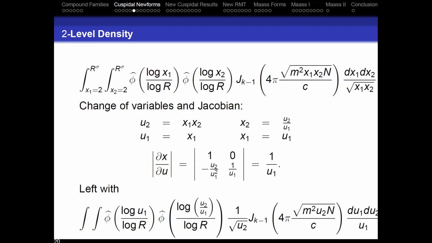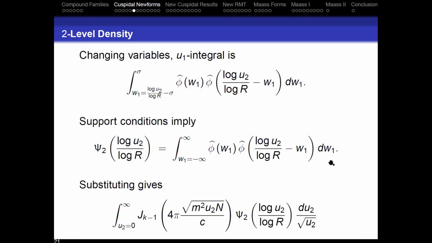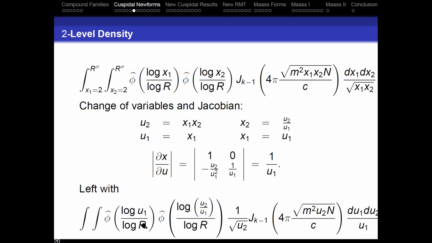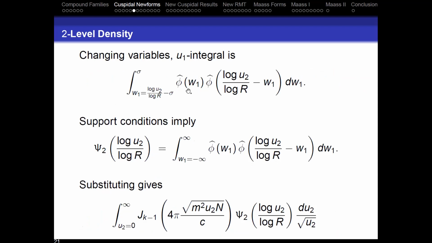Yes. So whenever you see a product or a quotient, you should always be thinking logarithms. The log of a product is the sum of the logs. The log of a quotient is the difference of the logs. So when I do that, if I let w1 be log u1 over log of R, I get phi hat of w1, and then phi hat of log u2 over log of R minus w1. And if you've done some probability, you might notice that this is just a convolution. It's basically the density for the sum of two independent random variables. This is a very well understood operation. What matters to us is that this gives us a new function just of u2.